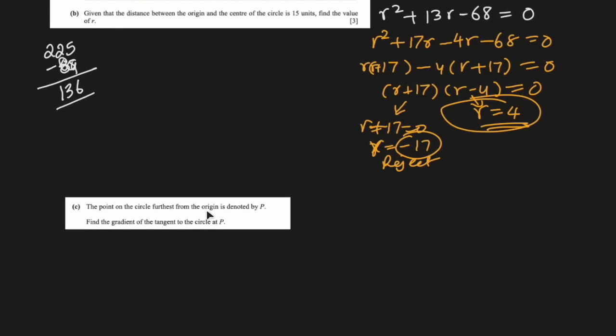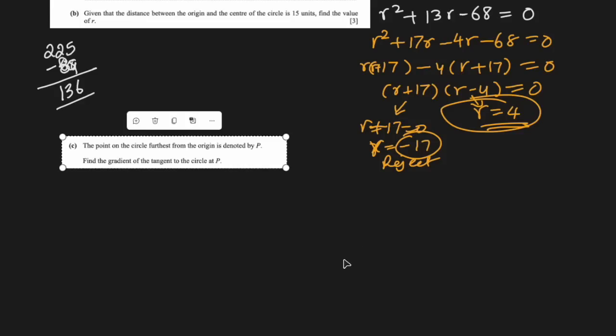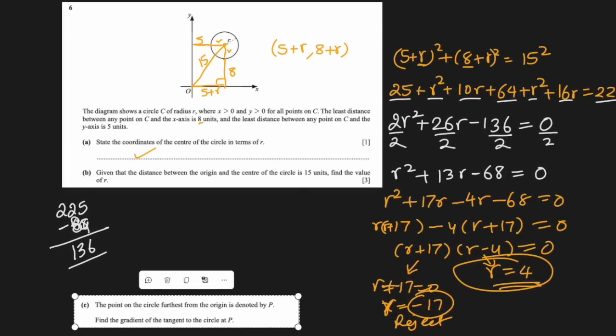The point on the circle furthest from origin is denoted by P. Obviously, they are talking about the point opposite to this point. So this is the farthest, this one, P. Find the gradient of the tangent to the circle at P. So we want to find the tangent to the circle at P. It will be the same tangent as at this one because they are parallel, right? So the tangent will be the same. You find it here or there, it doesn't matter. And I can find this one. Since this is 15 and r we just found out to be 4, that means this line is 19. Yeah, from origin to the point P is 19. This is 0, 0.